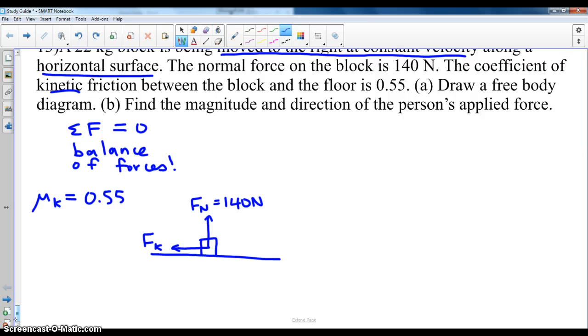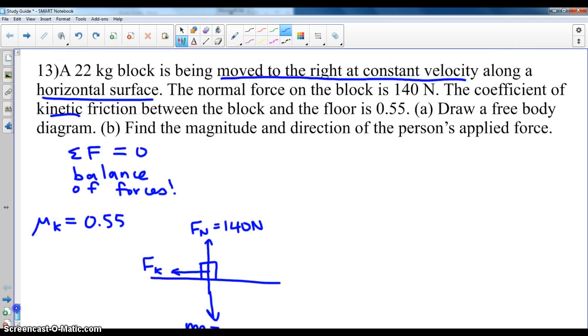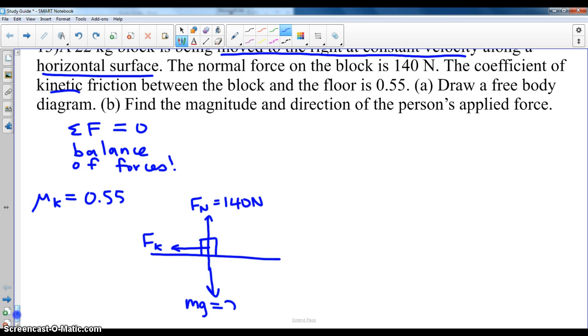Right? So what pulls down? Gravity. And gravity is going to be stronger than that. mg, m is 22 times 9.8, gives us 215.6. So look at this. Right now, there is nothing balancing Fk. So we have to draw a right force balancing Fk.